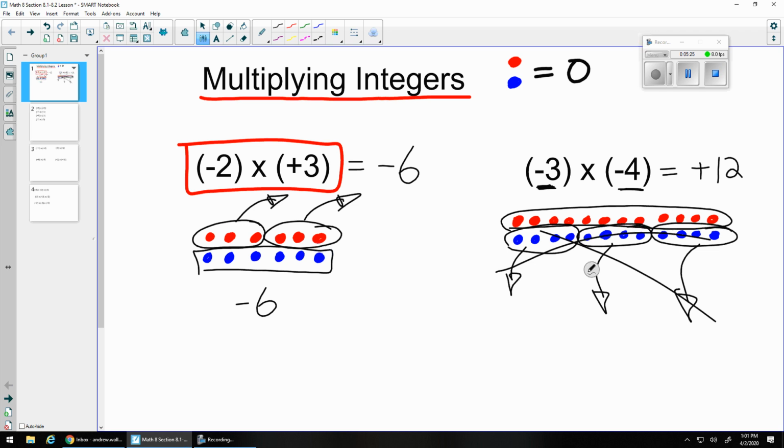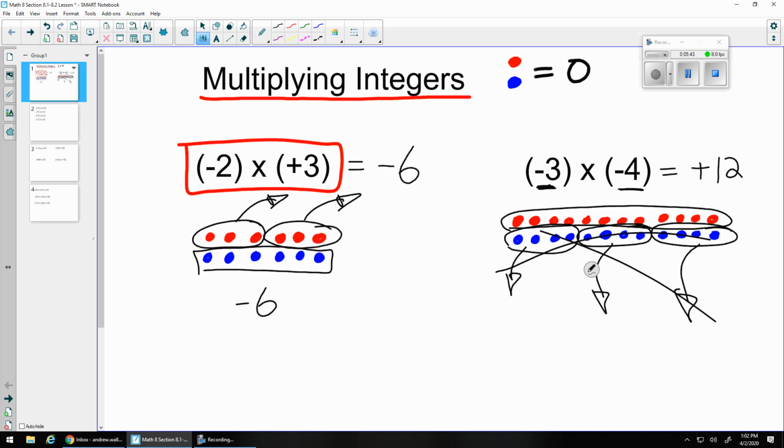So you always just start by drawing out as many 0 pairs as you need to get 2 groups of 3 or 3 groups of 4, whatever the question is, and then you take away whatever groups they're saying. Okay, let's go to the next section.